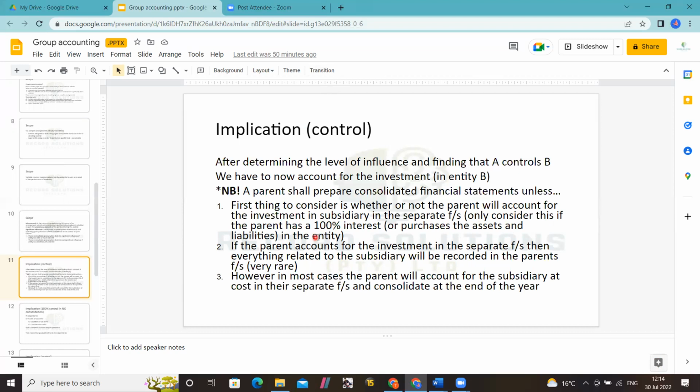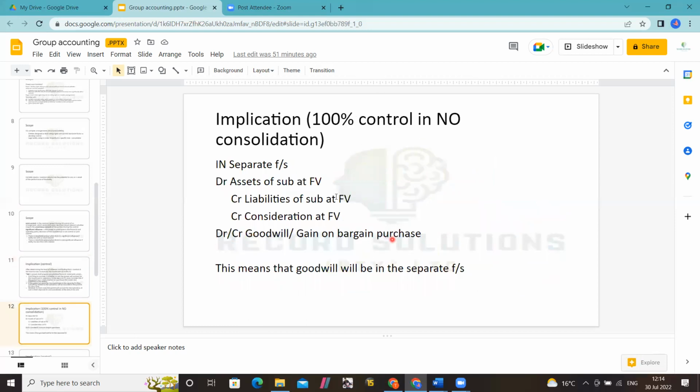And then if they just said 100% interest, it can be either or. They can either prepare consolidated financial statements, or they can also want you to do the same thing: put in the assets and liabilities of that entity. It depends on that entity, and in the question, it will be clear. And this is basically the general entry you put if there is no consolidation.